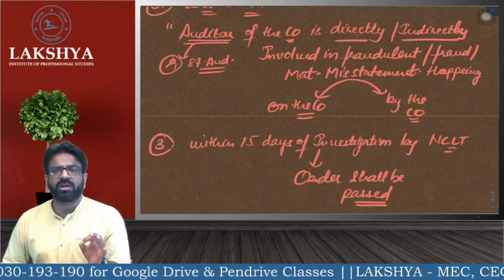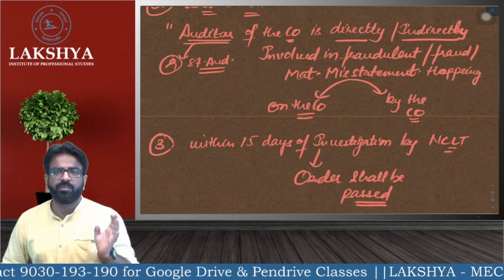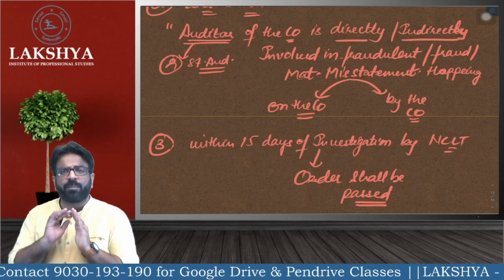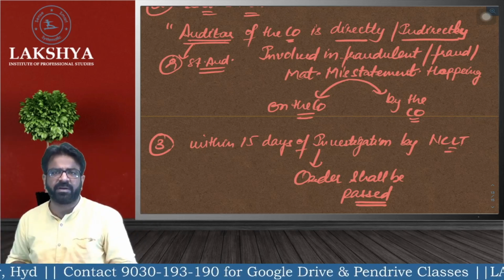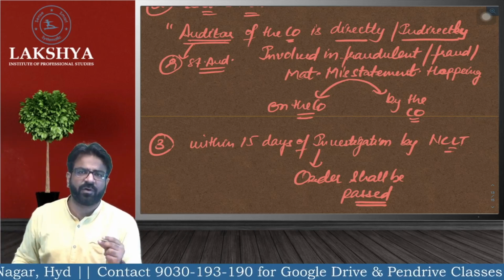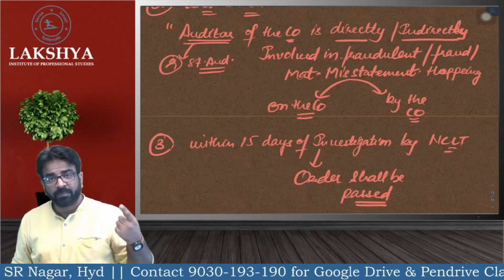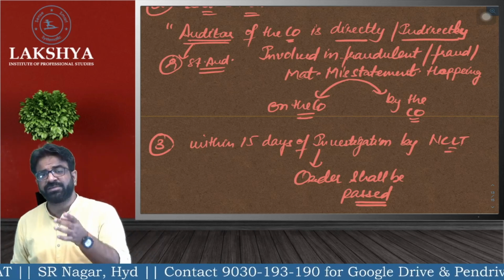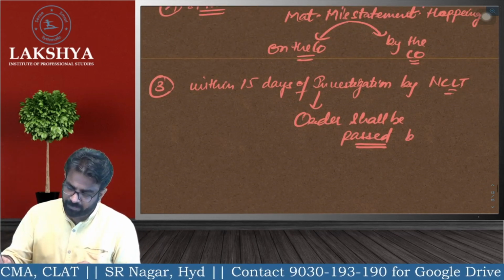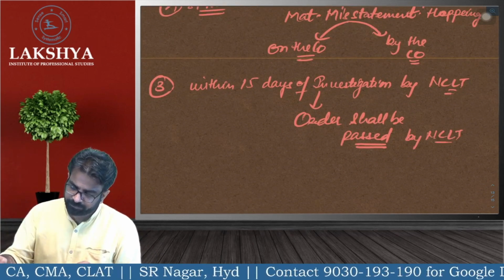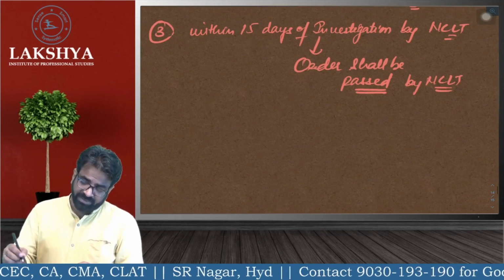You are not required in the office right now because you are involved in a fraud. No opportunity. Caught red-handed. We have the proof. People are making the complaint. You are directly or indirectly involved in the fraud. No opportunity. Pack your bags. Within 15 days, the order will be passed. By whom? Obviously, by NCLT.